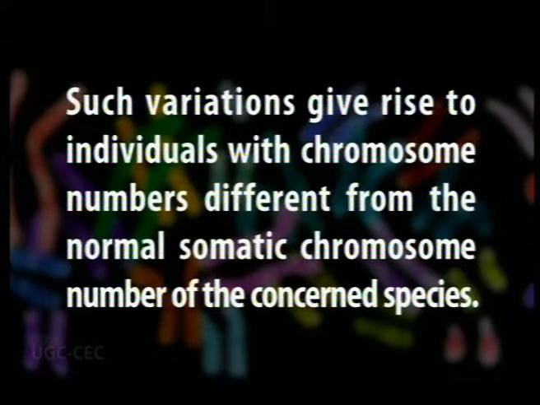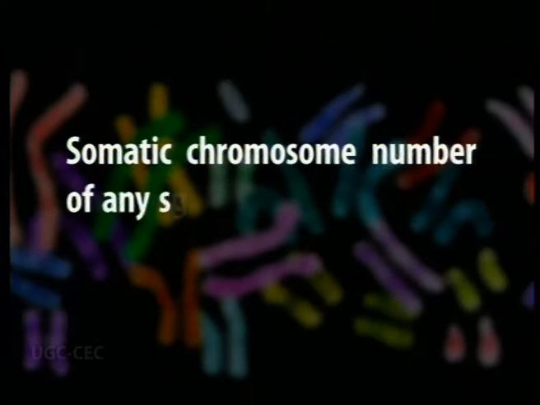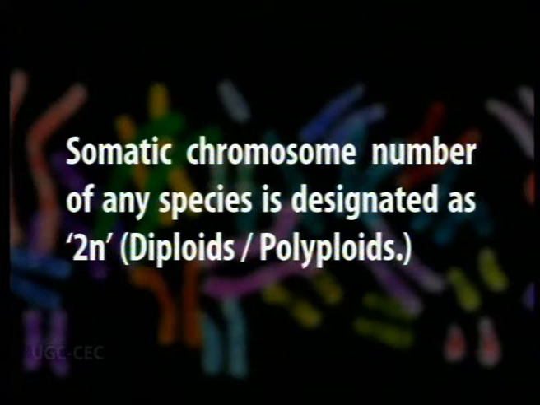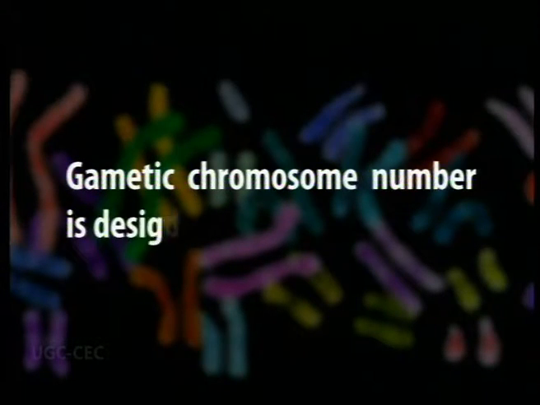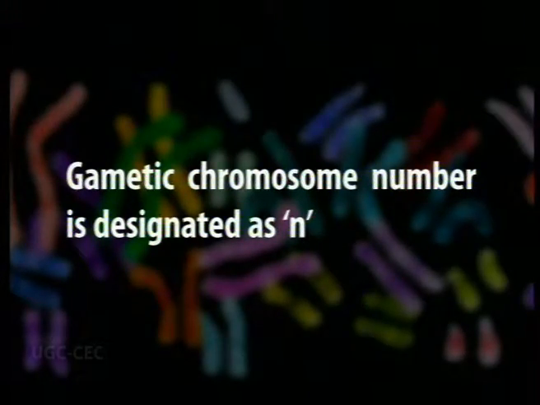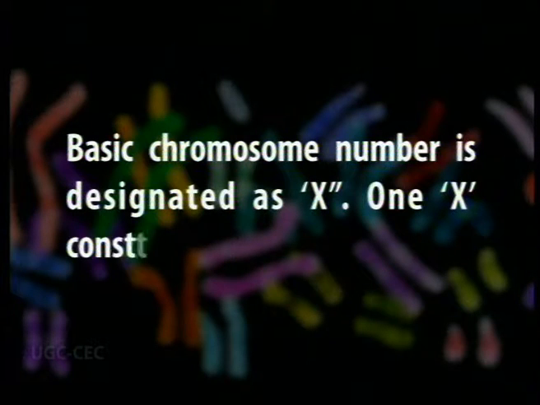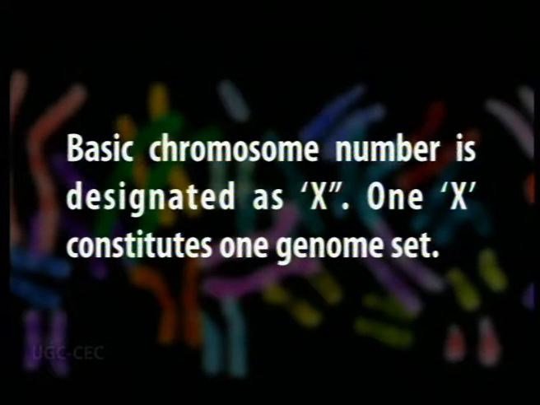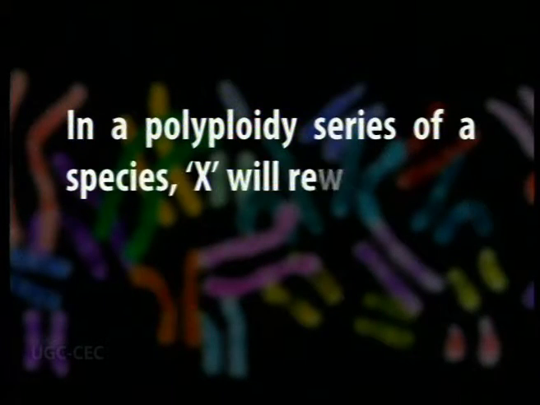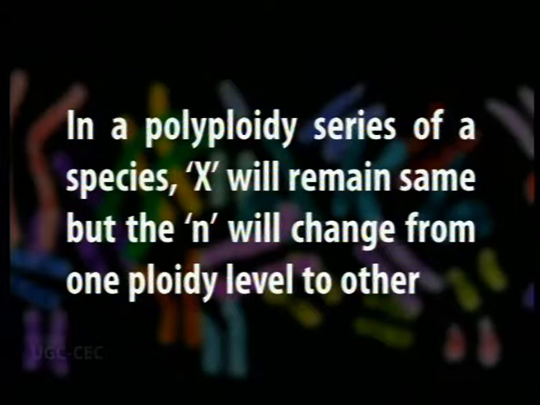You must remember here that the somatic chromosome number of a species is designated by 2n in diploids as well as in polyploids, whereas the gametic chromosome number of a species is designated by n, which means half of the somatic chromosome number, whereas the basic chromosome number of a species is designated by x. x means one complete genome set or chromosome set. In case of polyploids, for example, the x will remain constant, whereas the n will change.